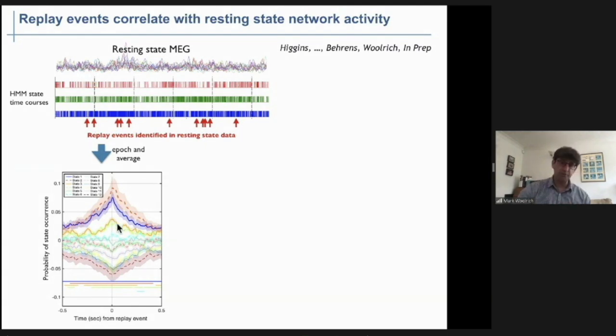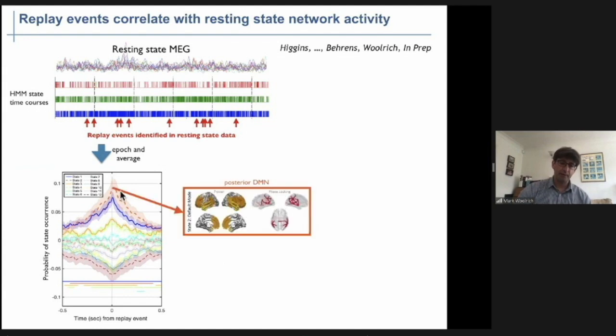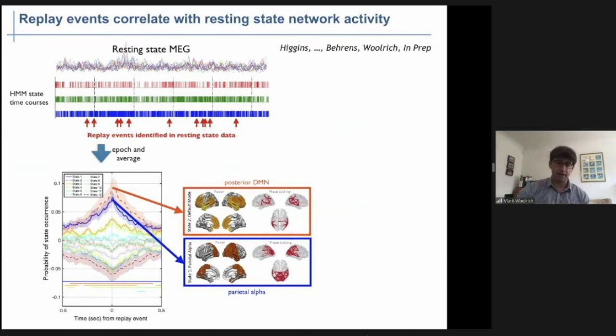And when we do this, we see two states in particular that pop out. These correspond, first of all, to the main posterior DMN that we saw earlier, using the time-embedded HMM. I should say we're using the time-embedded HMM here as well. And then we also have a parietal alpha network that also pops out. Both these networks show predominant oscillatory activity in the alpha band as well. So these two networks are distinguished by being correlated with replay. They increase in occurrence in this 100 or 200 millisecond period around a replay event.